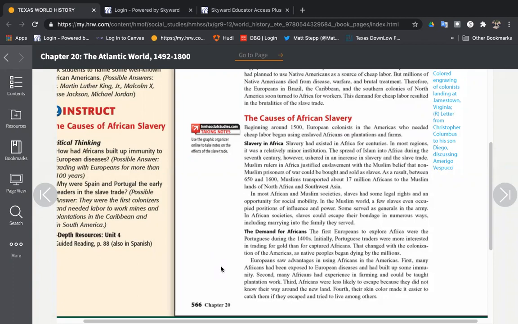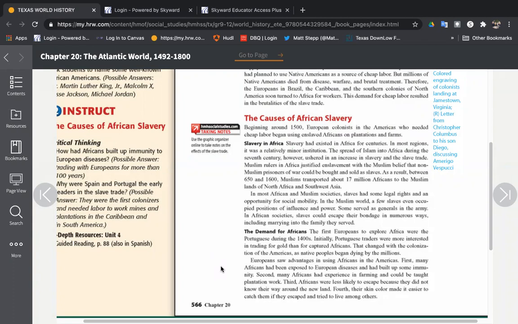Now, that's the biggest difference between that and what it was like in the Americas. There wasn't going to be an opportunity to get out of slavery. There wasn't going to be an opportunity to advance and move into power. There wasn't an opportunity to marry into power that was there. Some served as generals in the army. In African society, slaves could escape their bondage in numerous ways, including marrying into the family that they actually served for.